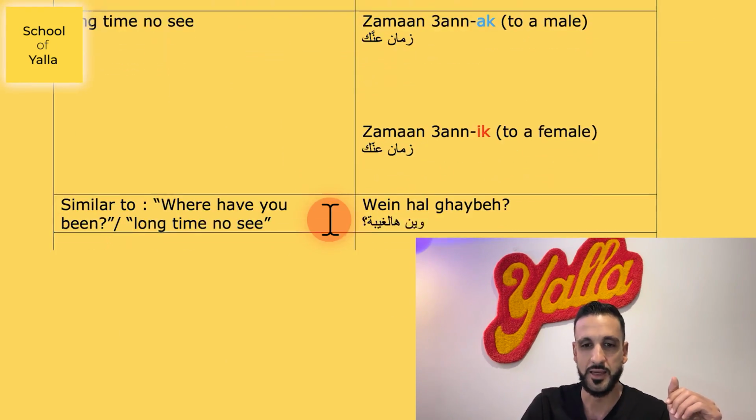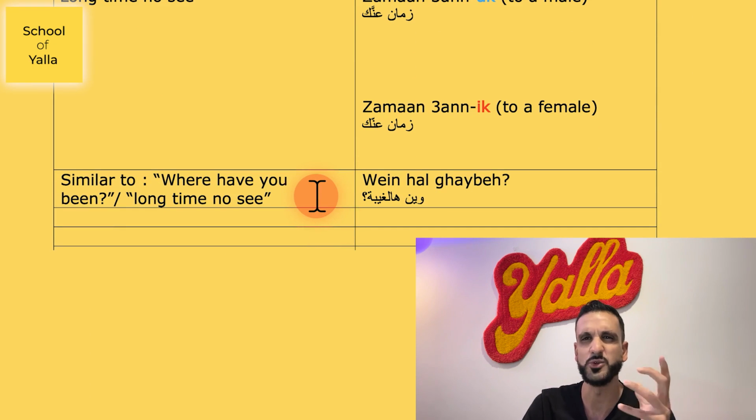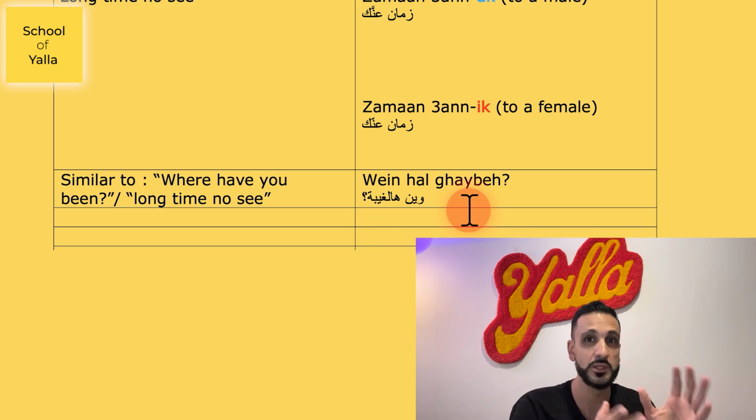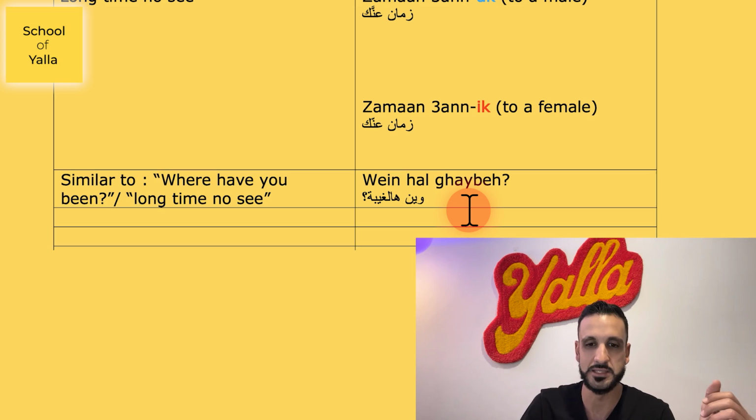Okay? And then finally we have something like where have you been? وين هالغيبة? This doesn't literally mean where have you been. Literally it means where is this absence? But it basically means something like where have you been or long time no see.